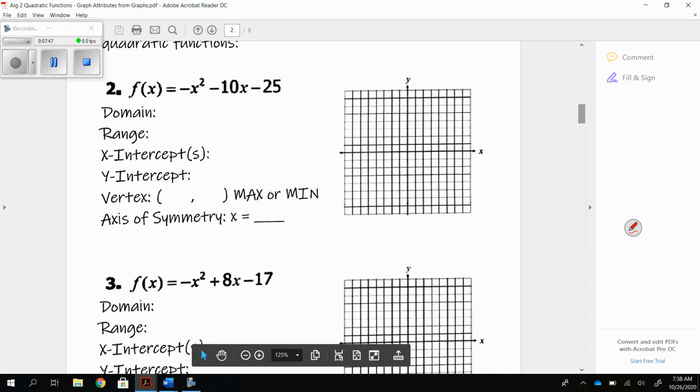All right, so let's go menu 3-1 for our function. I'm going to type in negative x squared minus 10x minus 25. And then I hit enter. Then I hit menu 5-1. And right away it sends me to my y-intercept. But let's start over. We know the domain is negative infinity to infinity.